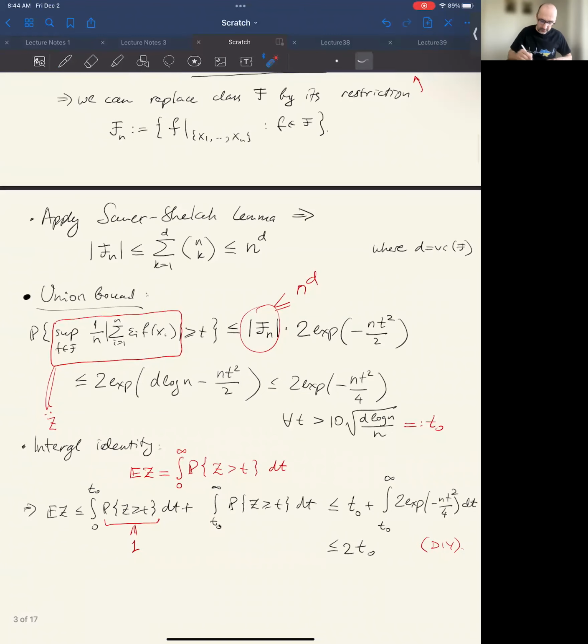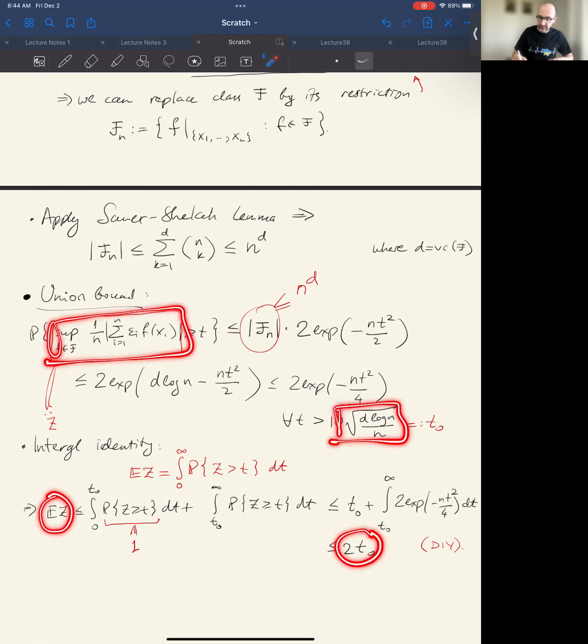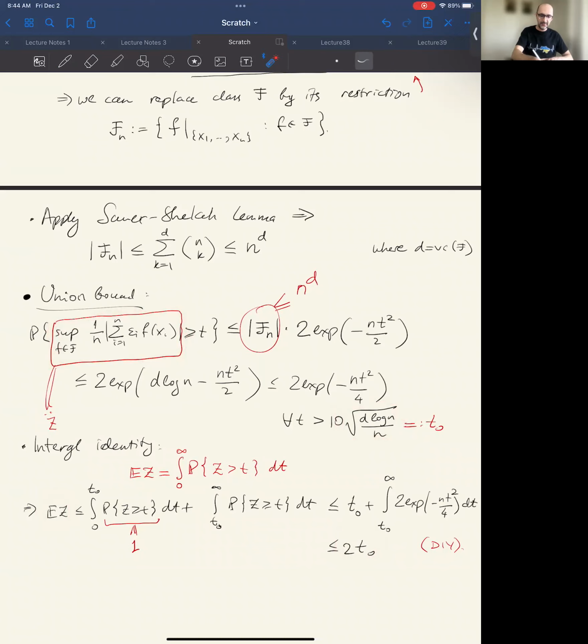So we proved the theorem. We proved that the expected value of z, which is this, is bounded by twice t0, which is this. That's what we wanted to do. That's it.